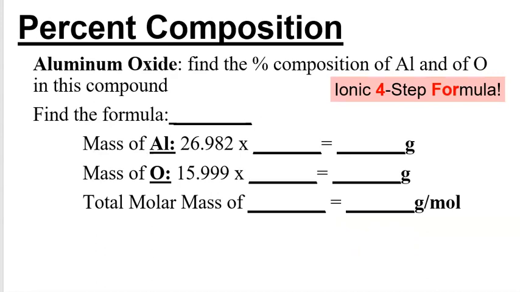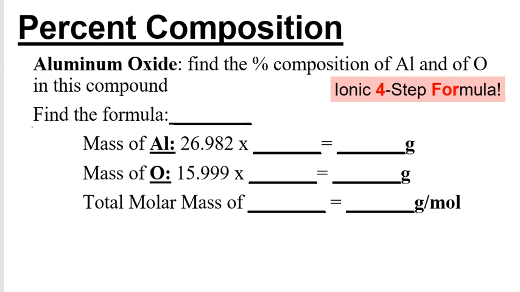Okay, the next problem says aluminum oxide. Find the percent composition of Al and O in this compound. First thing we have to do, it just says aluminum oxide. We don't have a formula, we just have a name. So what we're first going to do is find our formula.